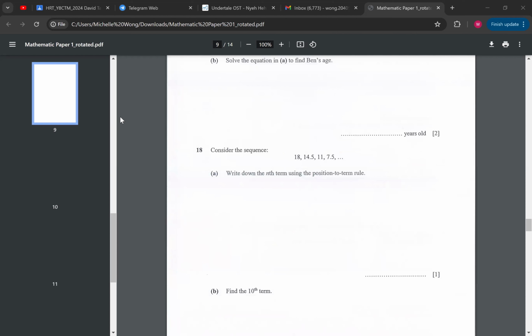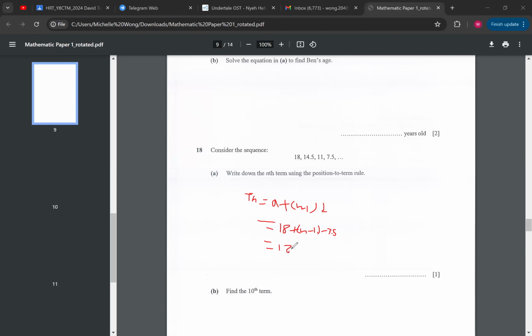For 18, consider the sequence 18, 14.5, 11, 7.5, and so on. Write down the n term using the position to term rule. For this, we need to find the n term. The formula for n term, Tn equals A plus n minus 1 d. Now, we put in A as the first term, which will be 18 plus n minus 1 times negative 3.5. So 18 minus 3.5, you get 14.5. 14.5 minus 3.5, you get 11, and so on.